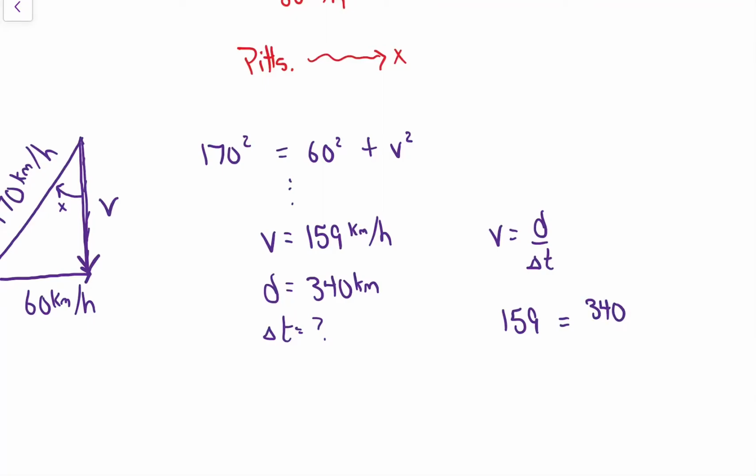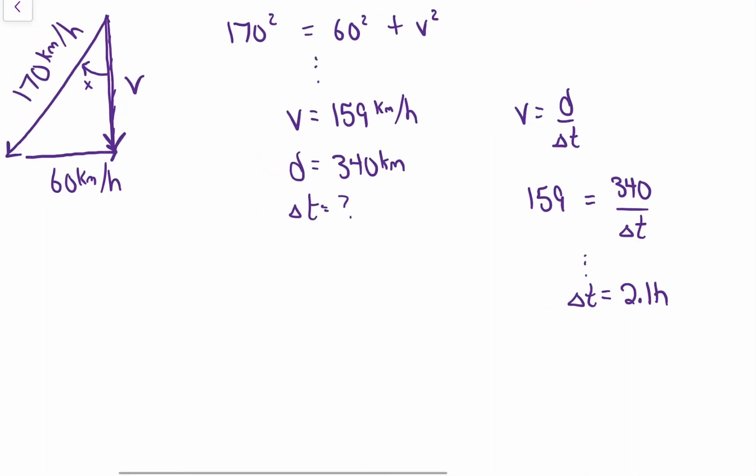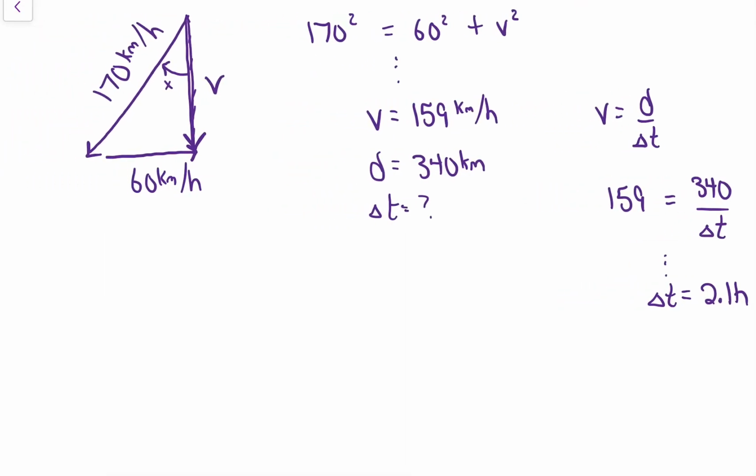The 340 goes in the numerator, and we're going to solve for time again. When I flip things around and do the math, I get a time of, it's not significantly different, but 2.1 hours. So it would take the flight a little bit longer in the case where it has to correct for that wind to end up going straight south. Now, if you were the pilot, we can go one step further. We can find what angle you actually fly at.